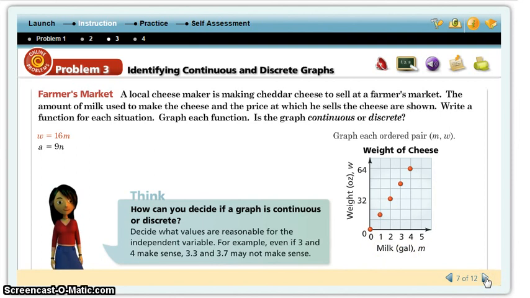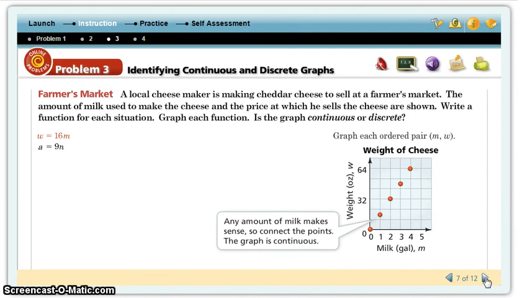Decide what values are reasonable for the independent variable. For example, even if 3 and 4 make sense, 3 and 3/10 and 3 and 7/10 may not make sense. Any amount of milk makes sense, so you can connect the points. The graph is continuous. Basically, you could use a half a gallon of milk or 1.5 gallons of milk or that sort of thing. That's the reason why we can connect the dots.